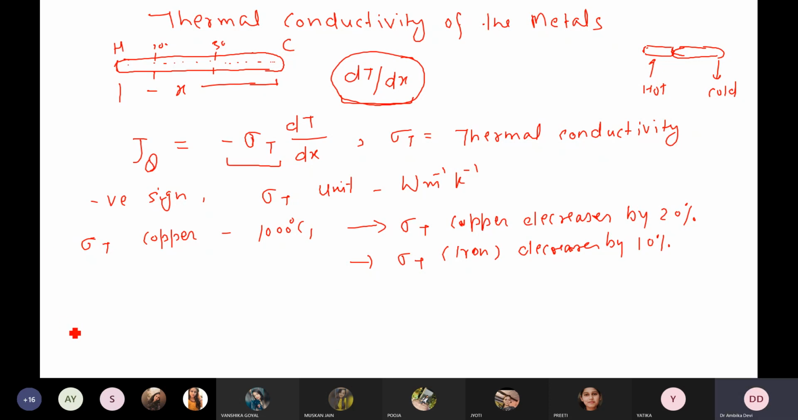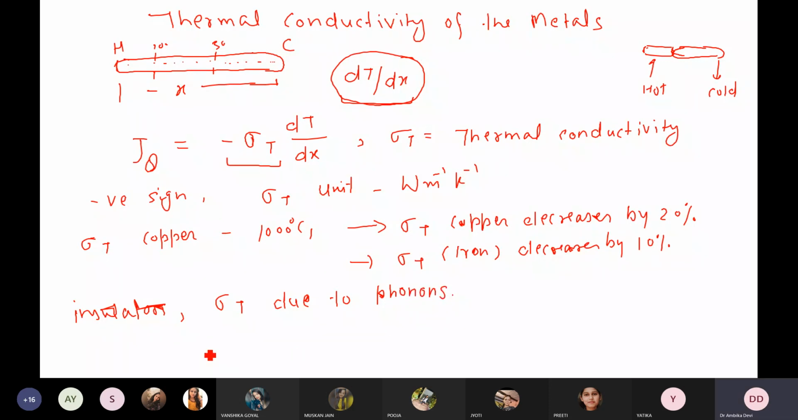In insulators, the heat is carried entirely by the phonons. You might have heard about photons, phonons, right? So in insulators, the sigma_T is due to phonons.